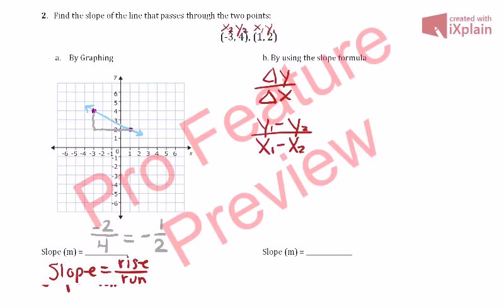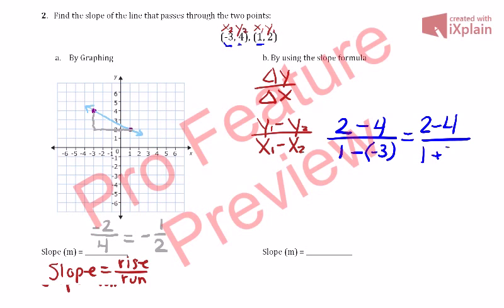Our y1 is 2 and our y2 is 4, so 2 minus 4 over our x1 is 1 minus our x2, which is -3. We can rewrite that as 2 minus 4 over 1 plus 3, because minus a negative means plus. So then we have 2 minus 4 equals -2. 1 plus 3 is 4. -2/4 simplifies to -1/2. So in both cases, we have a slope of -1/2.